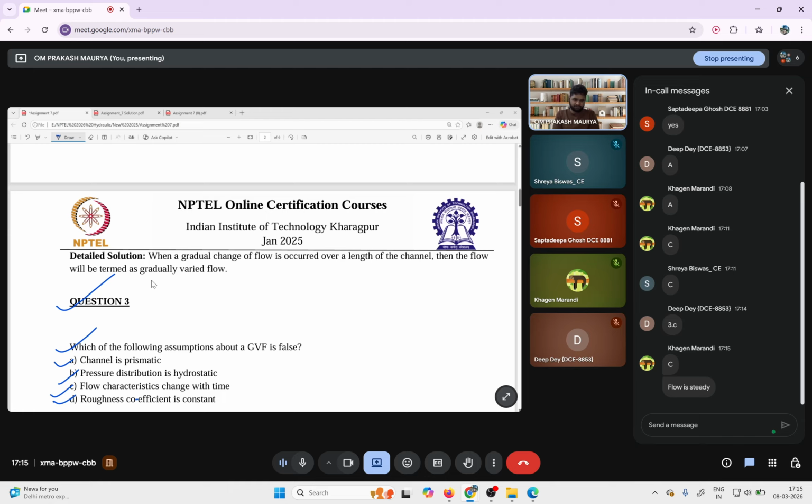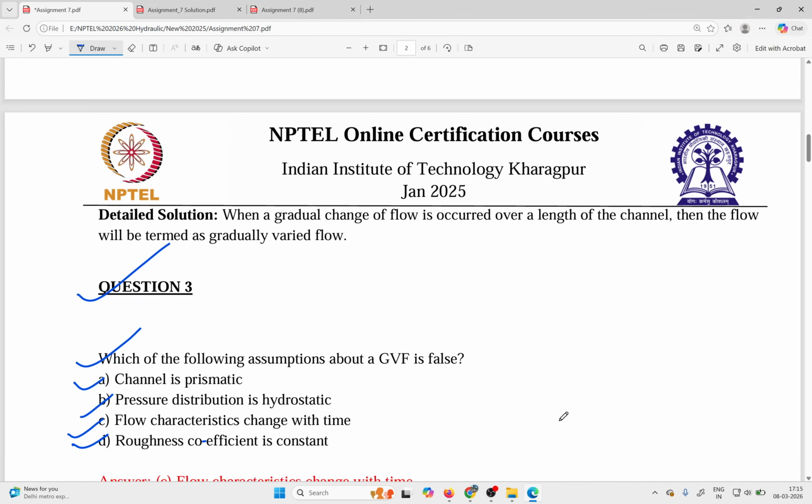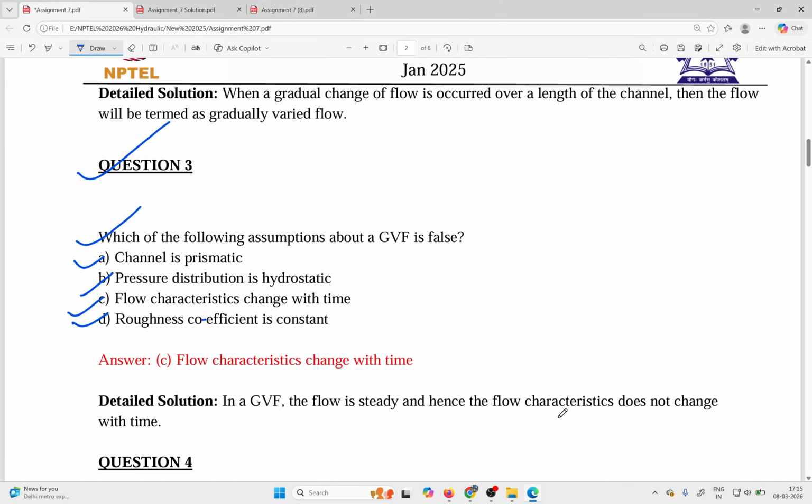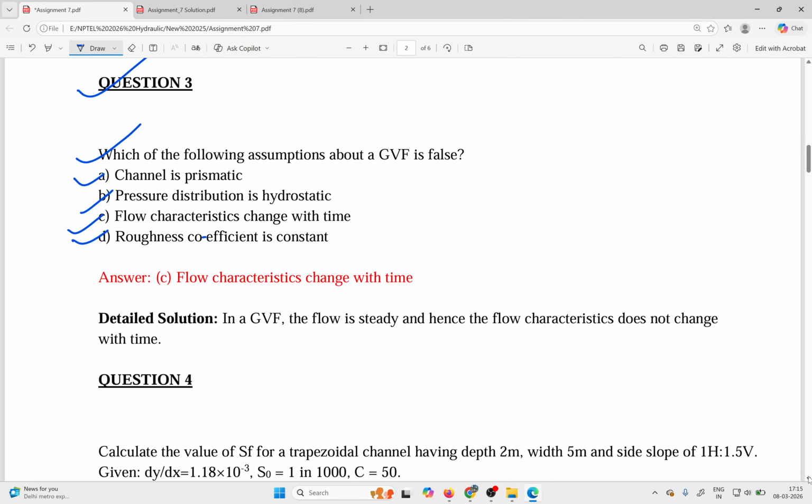Okay, the flow is steady. But in question option C, the option is indicating towards unsteady flow, right? So you are telling the assumption should be a steady flow. Yes, so here your option C is correct for question number 3. Always remember, please. Now let us move on to the next question.